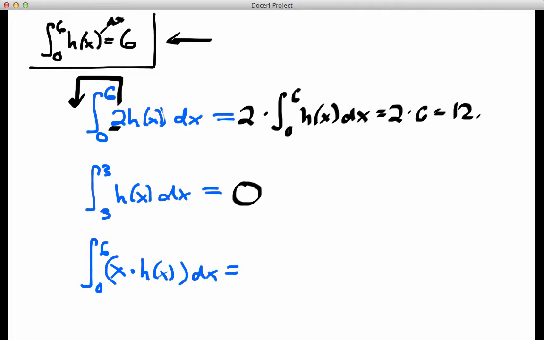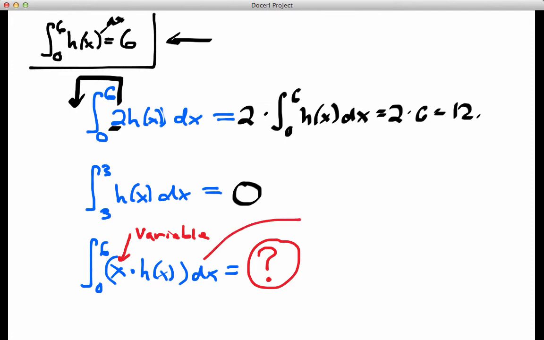This is kind of an interesting one. What is the integral from 0 to 6 of x times h of x dx? The answer here is that we don't know yet. We don't have a rule that tells us how to handle this situation, because this is a variable and not a constant. Very importantly, we have no rule for integration that tells me that I can pull a variable out in front of an integral.